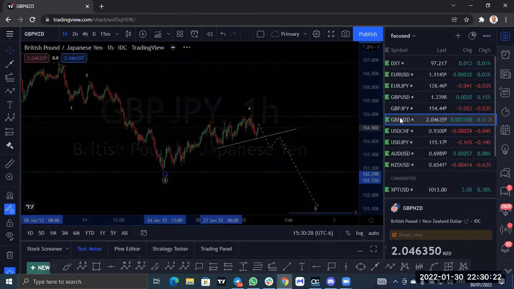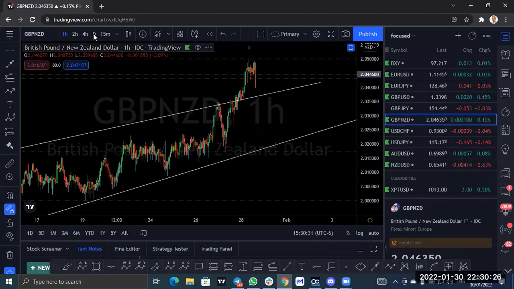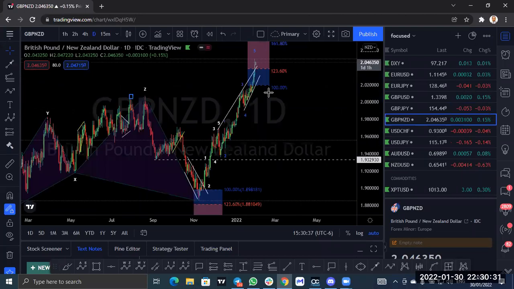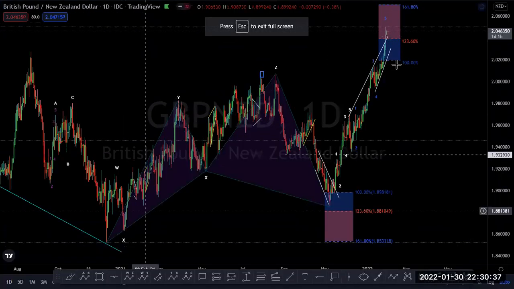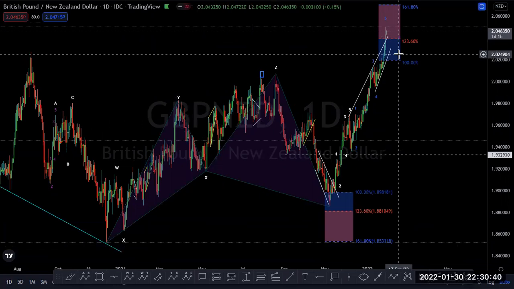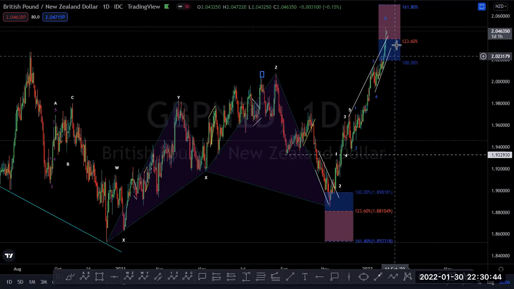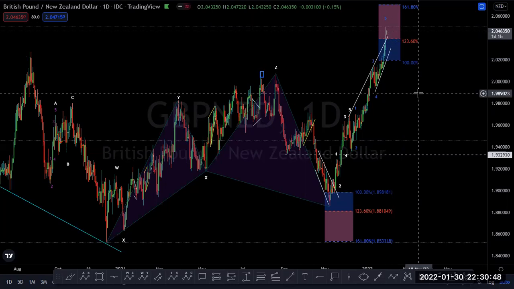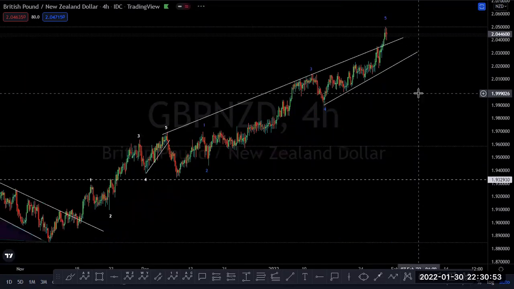Pounds New Zealand, after completing a harmonic pattern, it went up to 2.0. You see, all this level is our target. It's going to hit, and it looks so strong. It seems it will still go up much, but let's see 4 hours.